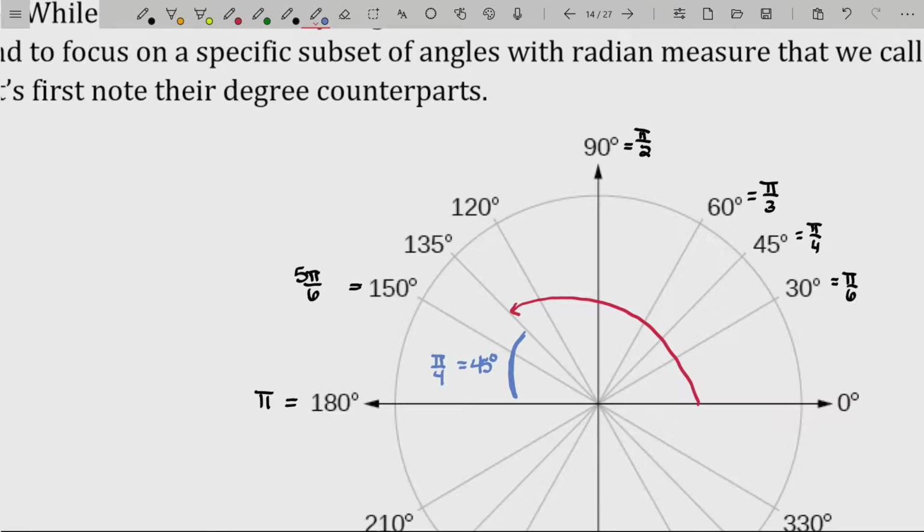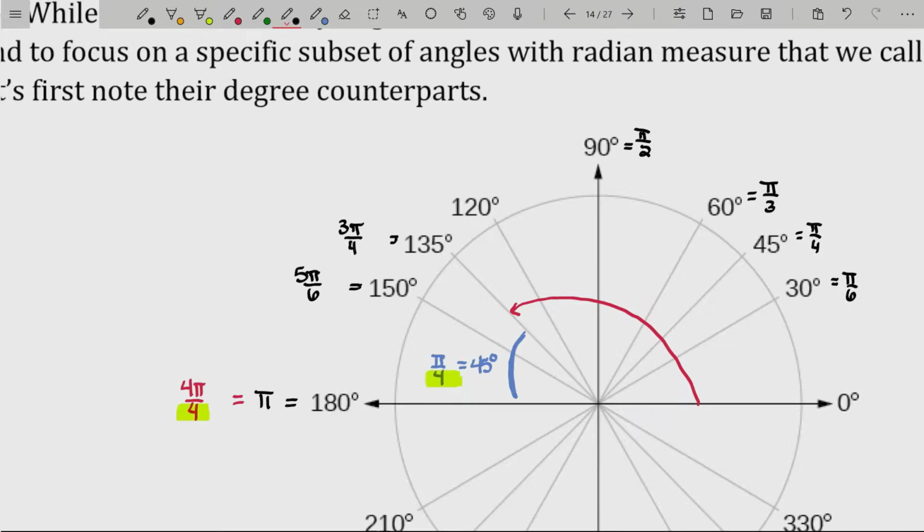Well, the red angle, I almost got to pi. By the way, pi is 4 pi over 4. Notice I wrote it in terms of 4s this time. So if I almost got to 4 pi over 4, but I missed it by 1, I'm at 3 pi over 4.